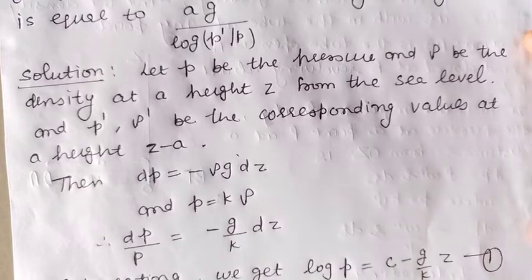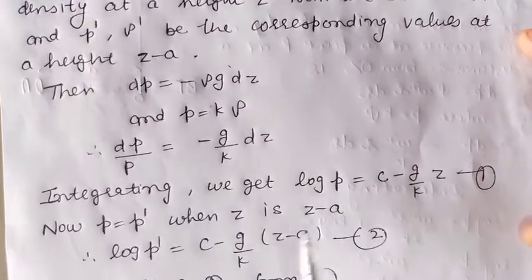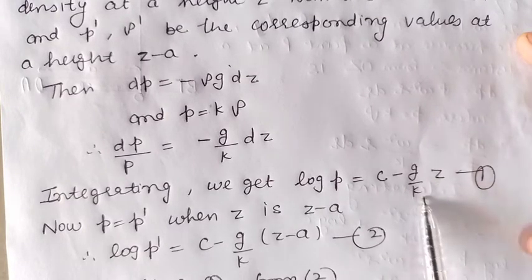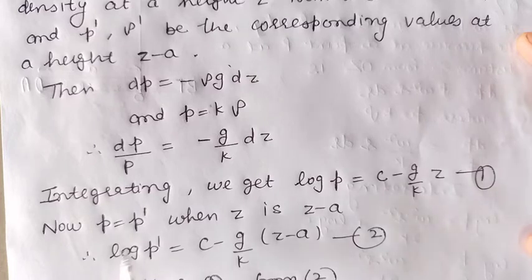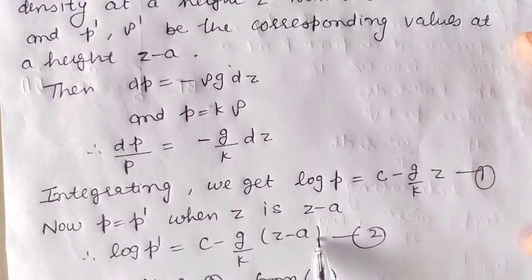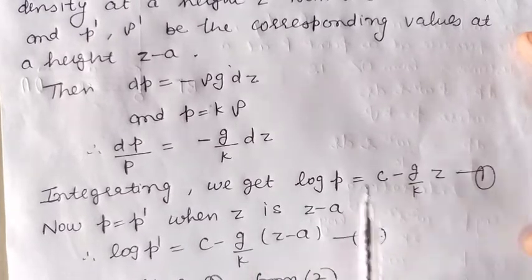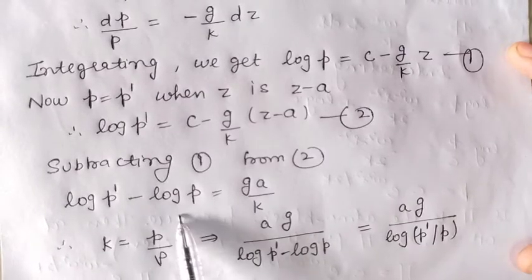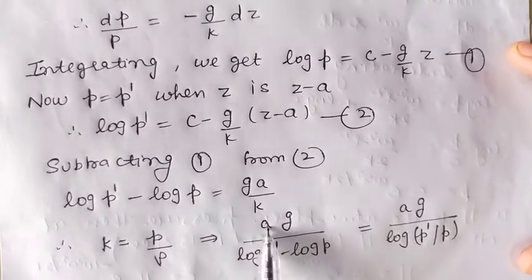Now we can divide the two equations and integrate. We get log of P is equal to C minus gz upon K. Now the pressure is P dash when z is z minus a, so we can use this condition here. We get log of P dash is equal to C minus g into z minus a upon K. Now we can subtract these two equations. We get log of P dash minus log of P is equal to ga upon K.